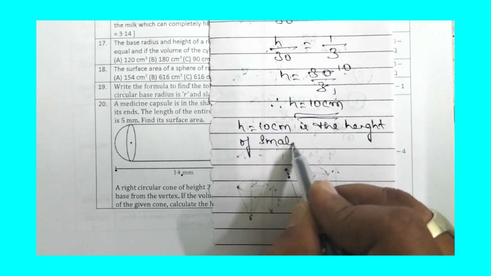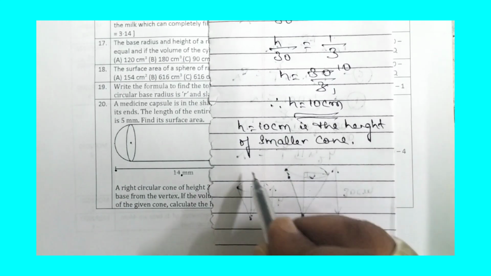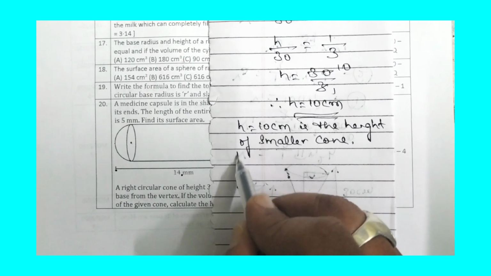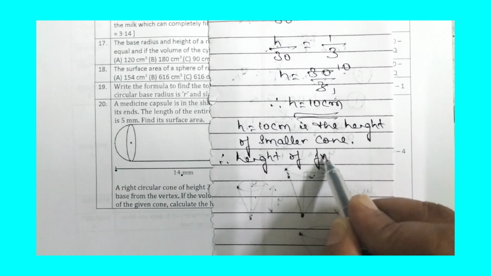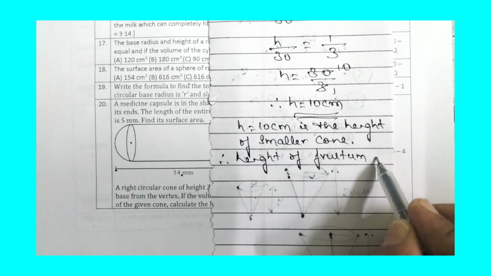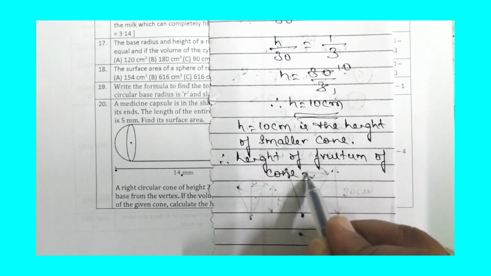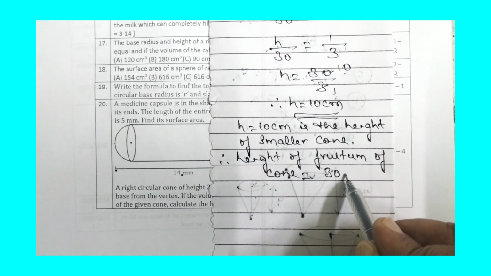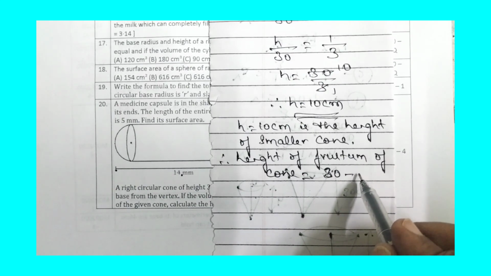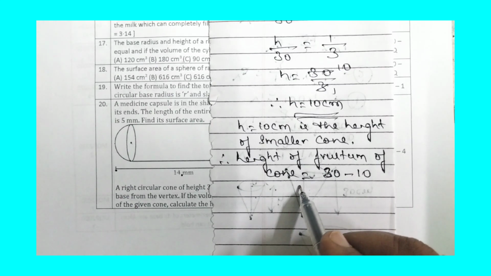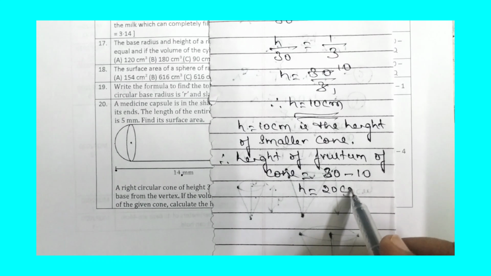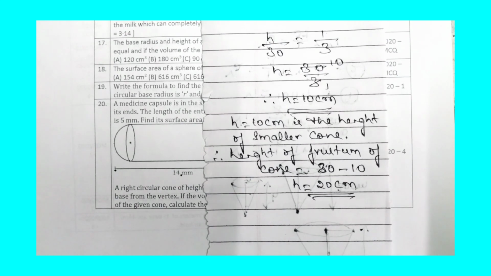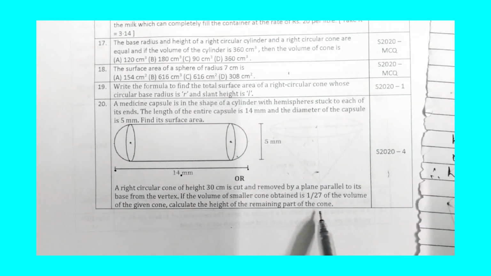But what we want is the height of the remaining part, that is the frustum of the cone. Therefore the height of the frustum of a cone is equal to the total height 30, this is the height of the bigger cone, minus the height of the smaller cone. The smaller cone's height is 10 centimeter. Therefore the height of the frustum of a cone is equal to 30 minus 10, that is equal to 20 centimeter. So 20 centimeter is the height of the remaining part of the cone.